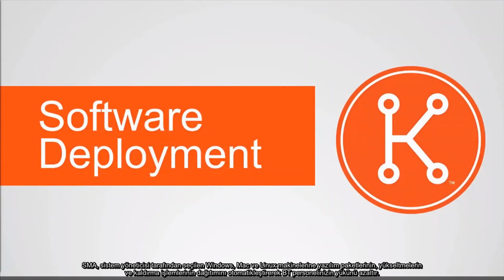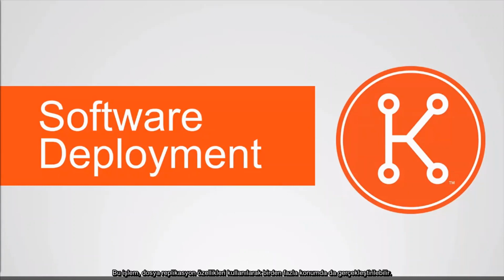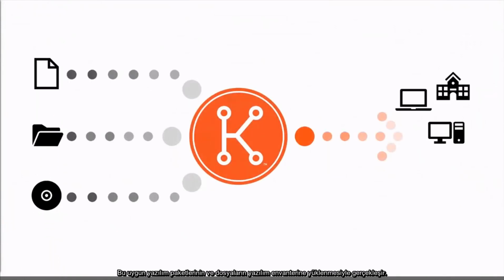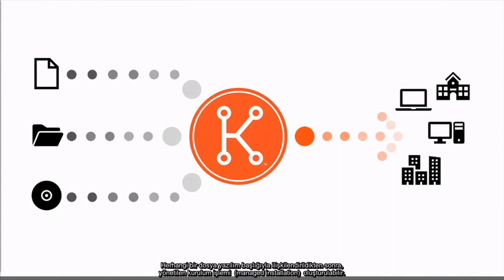The SMA reduces the burden on your IT staff by automating deployment of software packages, upgrades, and uninstallations to Windows, Mac, and Linux machines selected by the admin. This can even be performed across multiple locations using our file replication capabilities. The way this works is by uploading the appropriate software packages and files to the software inventory. Once a file has been associated with its software title, a managed installation can be created. That's just Kace speak for software install.